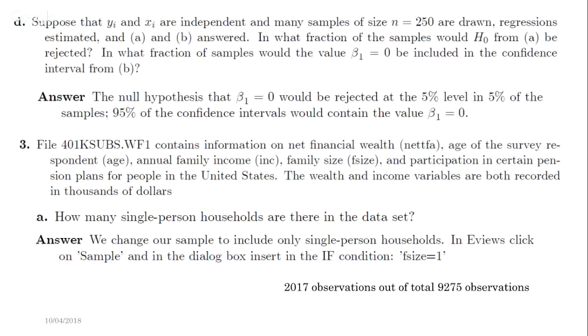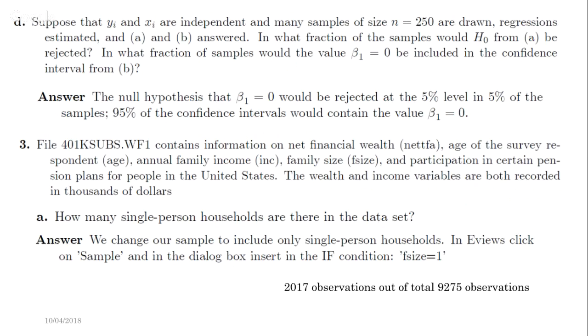Okay, this question P is a little bit tricky. It's not very important conceptually. It's hypothetical. But I'll try to explain in a non-confusing way. So now, suppose that y and x are independent, hypothetically, and many samples of size n equals 50 are drawn. Meaning instead of just one sample, you get like 1,000 samples, each with size 50. Right? Regressions are estimated, so you estimate 1,000 regressions, and A and B are answered.